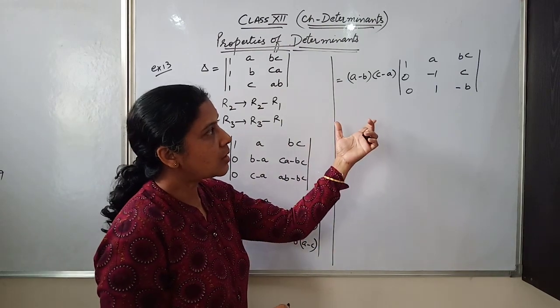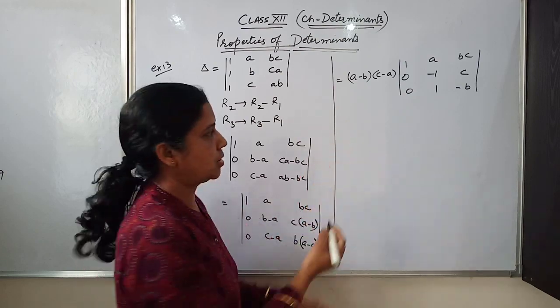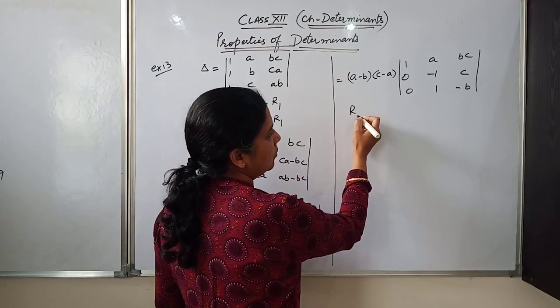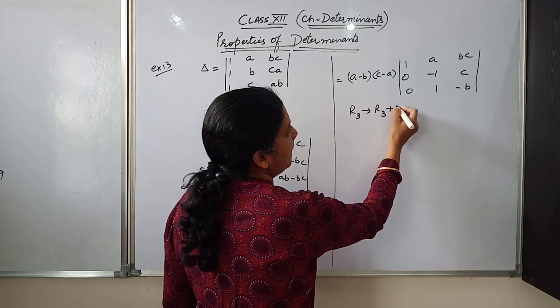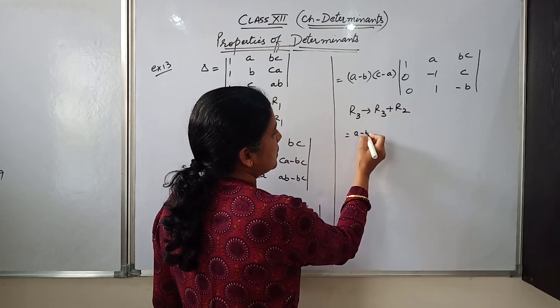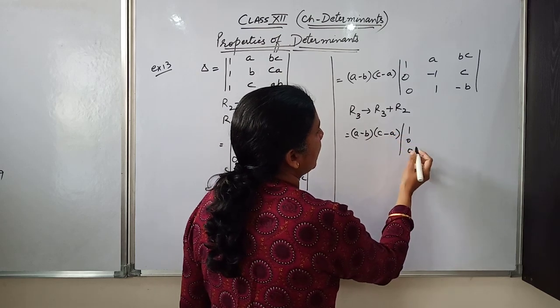Either you can go for expansion now or you can go for some more operations. I will be writing down R3 goes to R3 plus R2, so that it gives me some easier value.